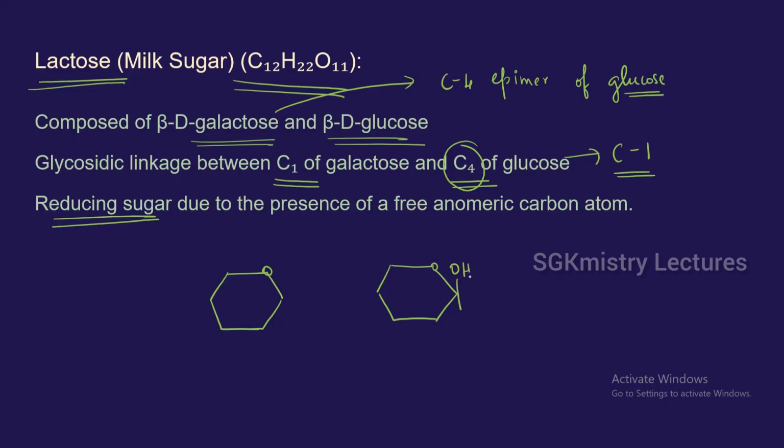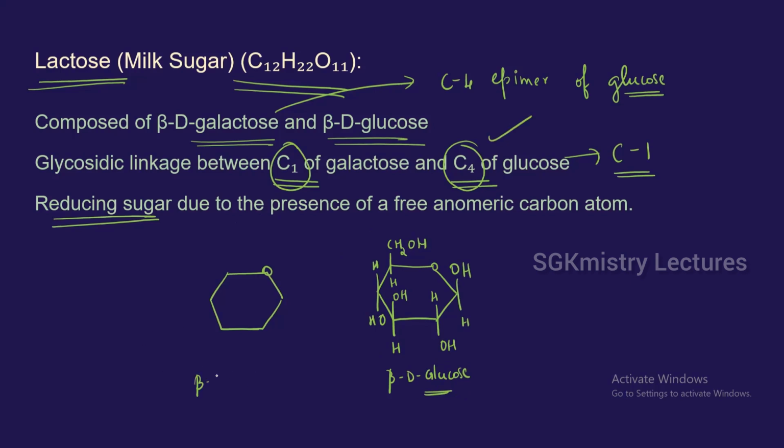So we have here beta means OH will be above, H below. Here again, the other things remain the same. Here H, here OH, here OH, H, here H, CH2OH. This is beta D glucose. I have to write beta D glucose here because the bond is between C1 of galactose and C4 of glucose, right? So I need to write beta D glucose here.